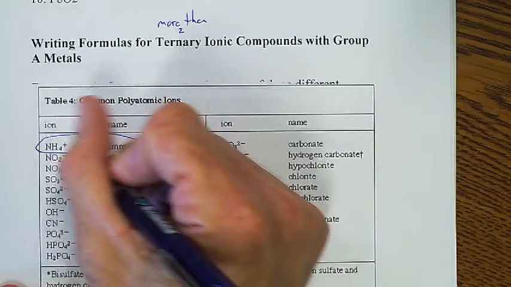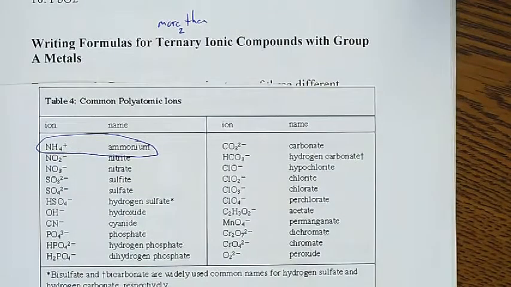Now, if you haven't realized this yet, the first element you always list in a compound is the positive ion, the metal first. And then you list the non-metal. You always list the positive ion, then the negative ion before you put it together. So all of these polyatomic ions, except for one, will be listed second. They'll always be the second element in the compound, and they act as one thing.